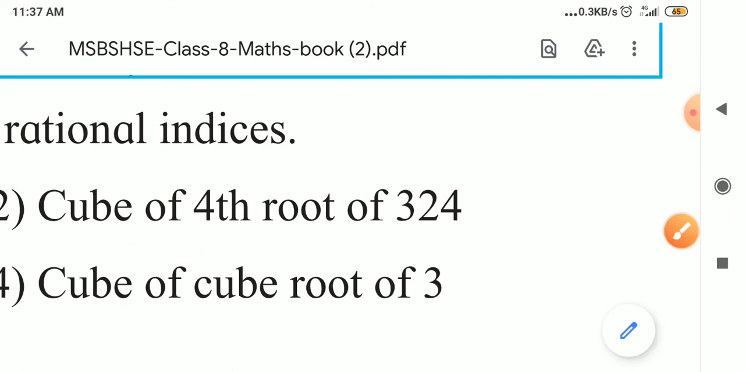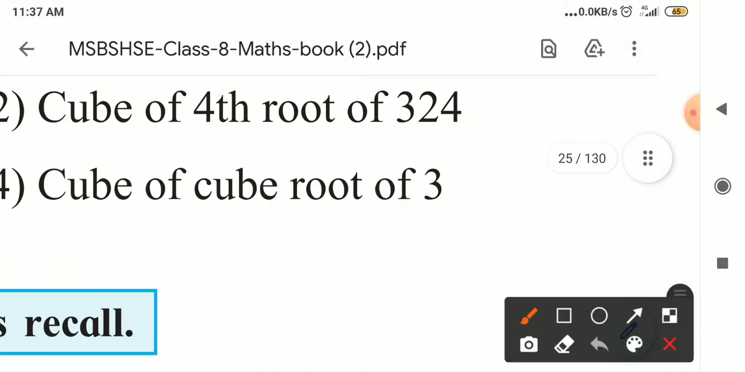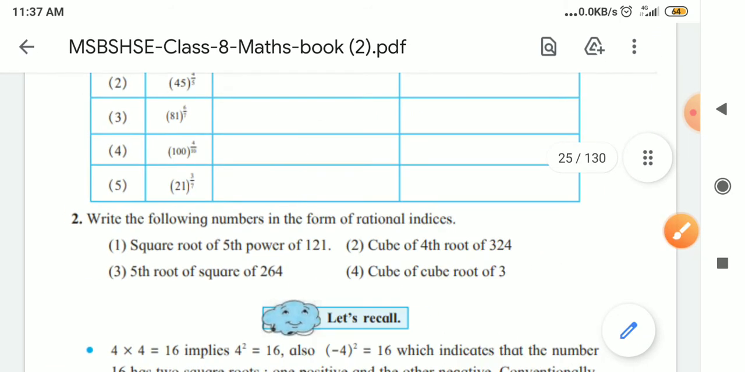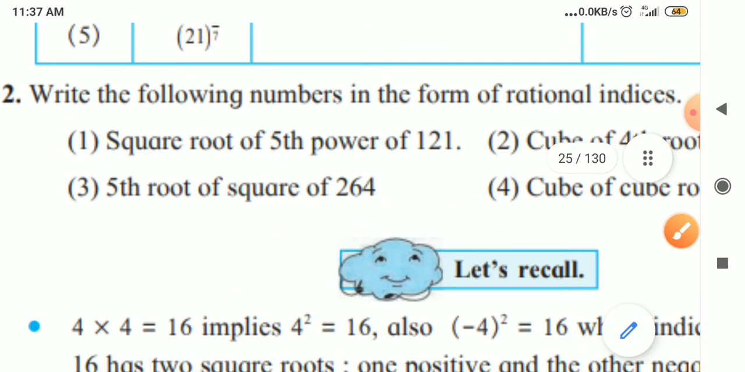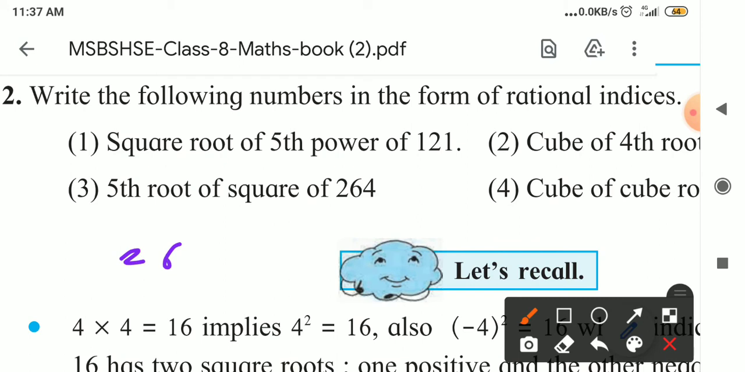Simultaneously we will see the ones below. Cube root of cube root of 3. So 3 raised to, here cube is 3 and root is also 3. So 3 raised to 3 upon 3. In this way you can write this 4th. And the third one remains. First of all write down 264, in the bracket. Fractions: 5th root means 5 will come at the denominator position and square means 2 will come at the numerator position.